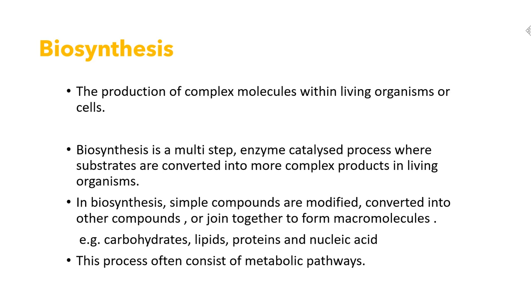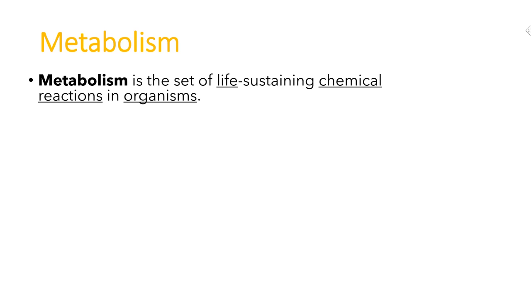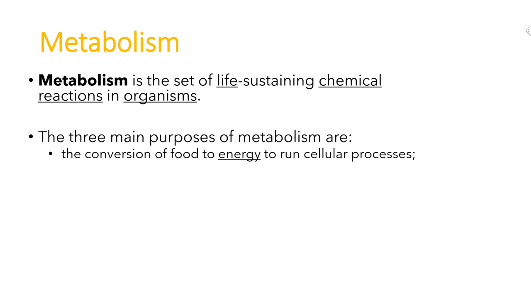These processes often consist of metabolic pathways. What is meant by metabolic pathway? So let's see metabolism. Metabolism is a set of life-sustaining chemical reactions in organisms. For sustaining life, so many reactions are taking place in our body system. The three main purposes of metabolism, as metabolism takes place in every living body, are first, the conversion of food to energy to run cellular processes.